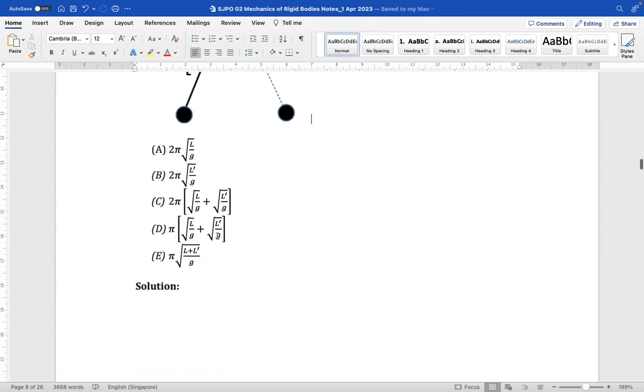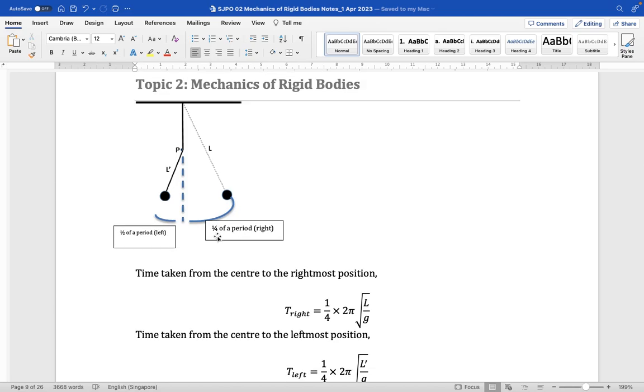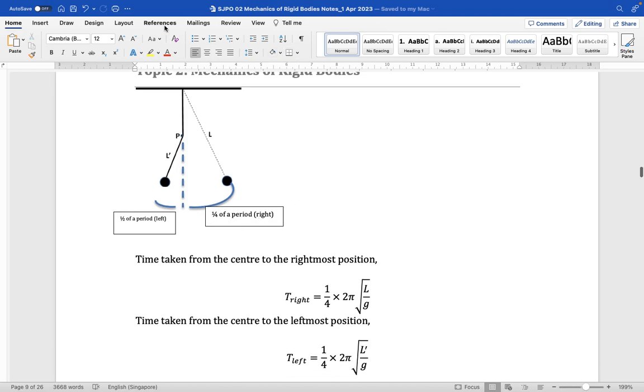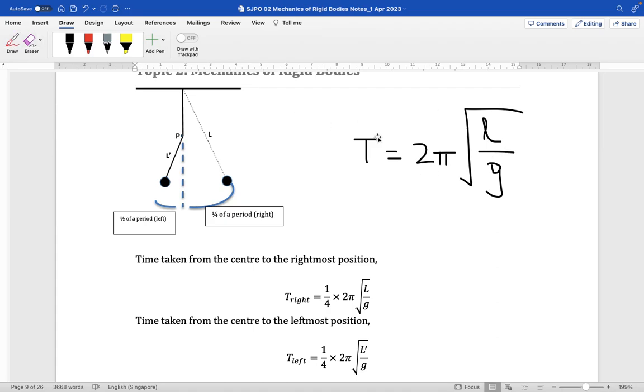This is rather easy if you remember from your classwork that there is a relation that says the pendulum has a period T which is given by 2 pi square root of L over g for a normal pendulum that we encounter in our classroom setting. In this situation, we are going to use this equation as well.